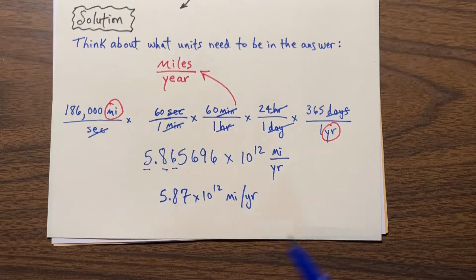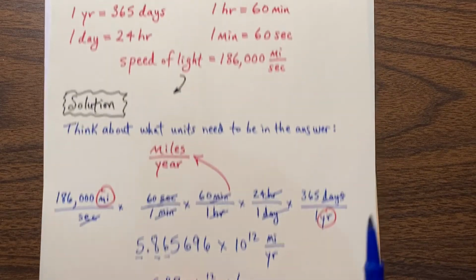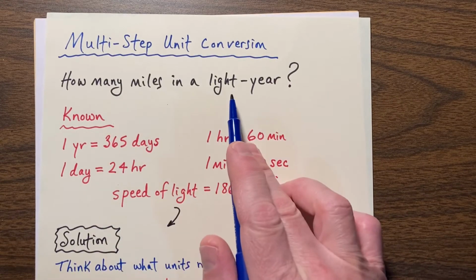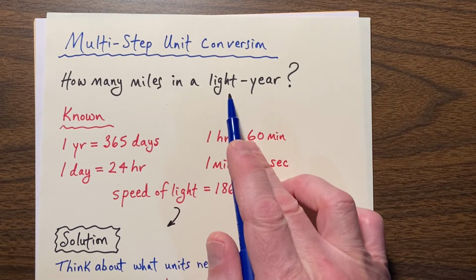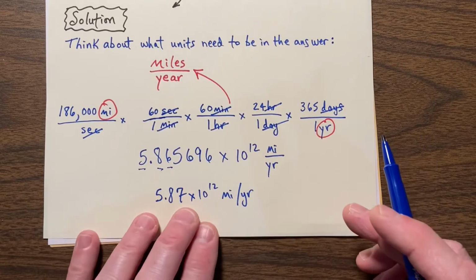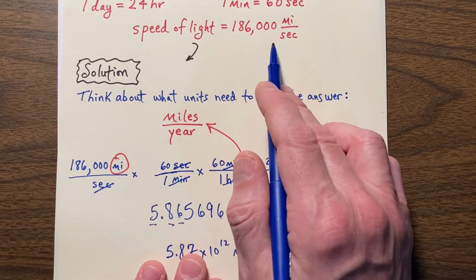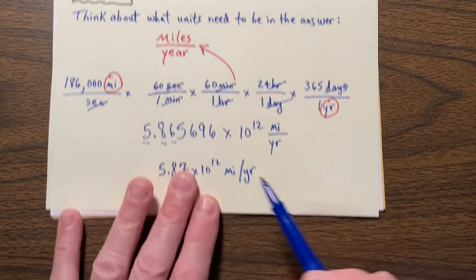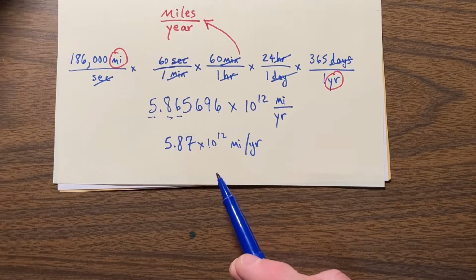So you knew you'd get a long answer, because the question was, how many miles does light travel? How many miles in a light year? That's asking how many miles does light travel in a year. And since light travels so fast, every second, there's a lot of seconds in a year, so it makes sense that you would have a very, very large answer.